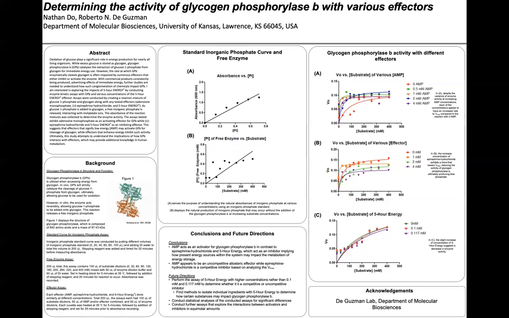But from this, we can see that AMP may serve as an activator for glycogen phosphorylase B, while epinephrine hydrochloride and 5-hour energy serve as inhibitors, which may suggest how glycogen phosphorylase B acts in environments of low energy and high energy.